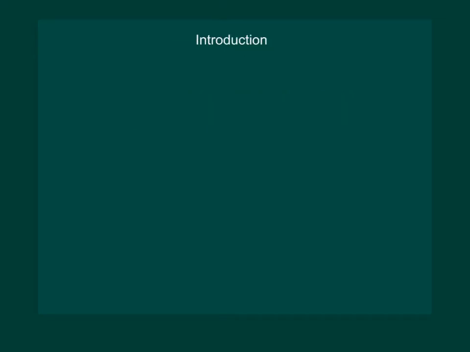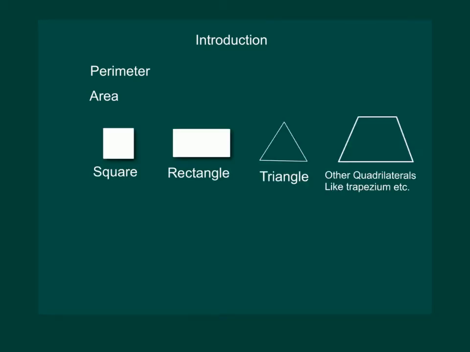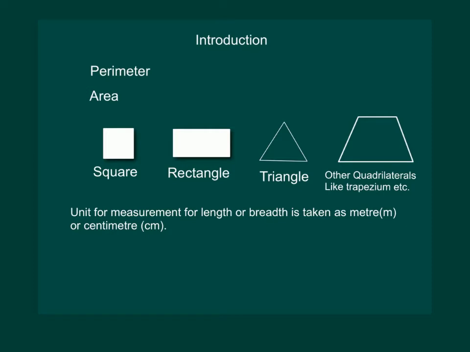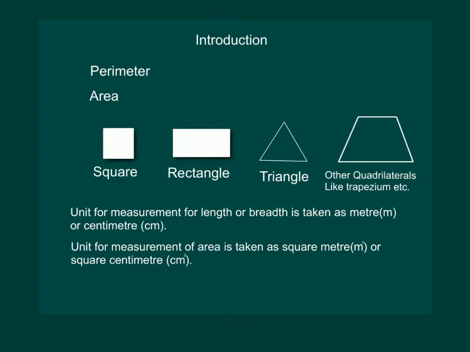We have studied in our previous classes how to calculate perimeter and area of some of the figures like square, rectangle, triangle, and some other quadrilaterals like trapezium, parallelogram, etc. Let us also recall that unit for measurement for length or breadth is taken as meters or centimeters, while unit for measurement of area of any plane figure is taken as meter square or centimeter square.